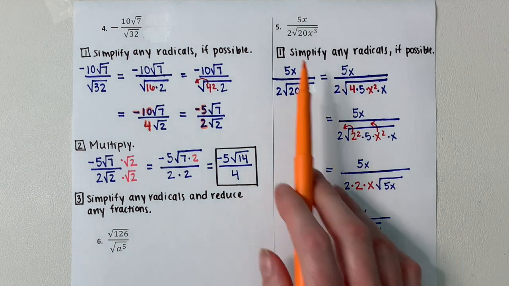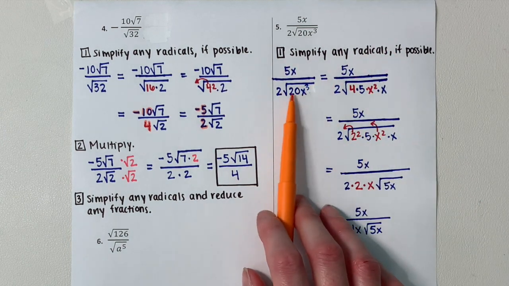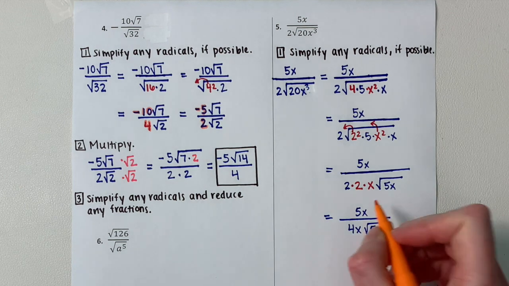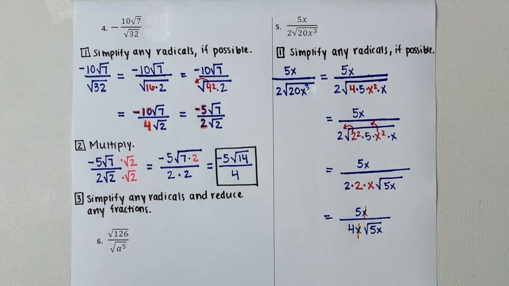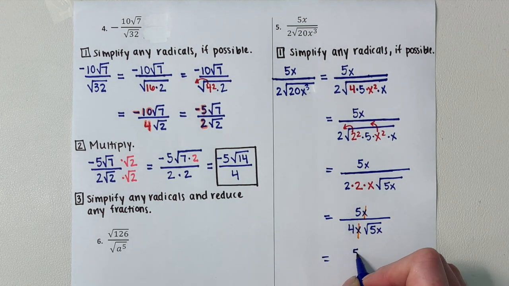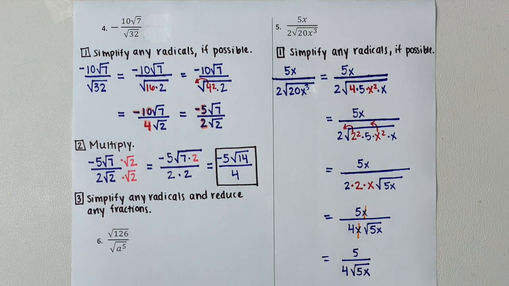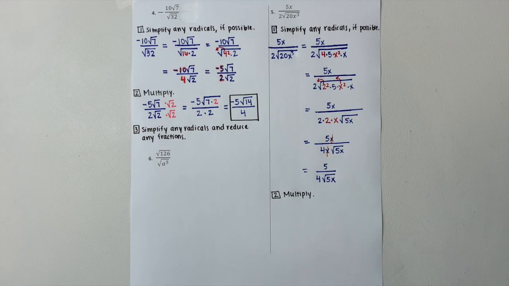Now, all we've done in step 1 is just focus on this radical in the denominator and simplify it. Now I notice we can simplify a little bit more in step 1. There's an x in the numerator and an x in the denominator, so let's cancel, and that will leave us with 5 over 4 square root of 5x. Now we've completed step 1. We've simplified as much as we can. In step 2, we're going to multiply to get rid of this square root in the denominator.